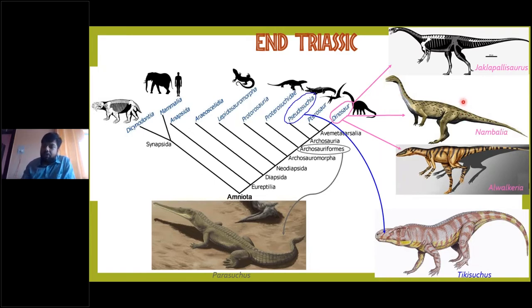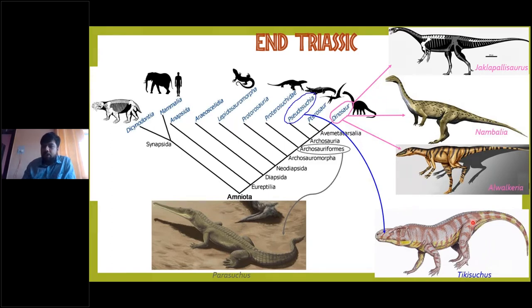And from India we can see very different kinds of dinosaurs, like Alwalkeria, Nambalia, Jaklapallisaurus. These are all from the end Triassic. And from the end Triassic there were also some archosauriformes and some pseudosuchian archosaurs. Pseudosuchia is a lineage that includes crocodiles and their relatives.